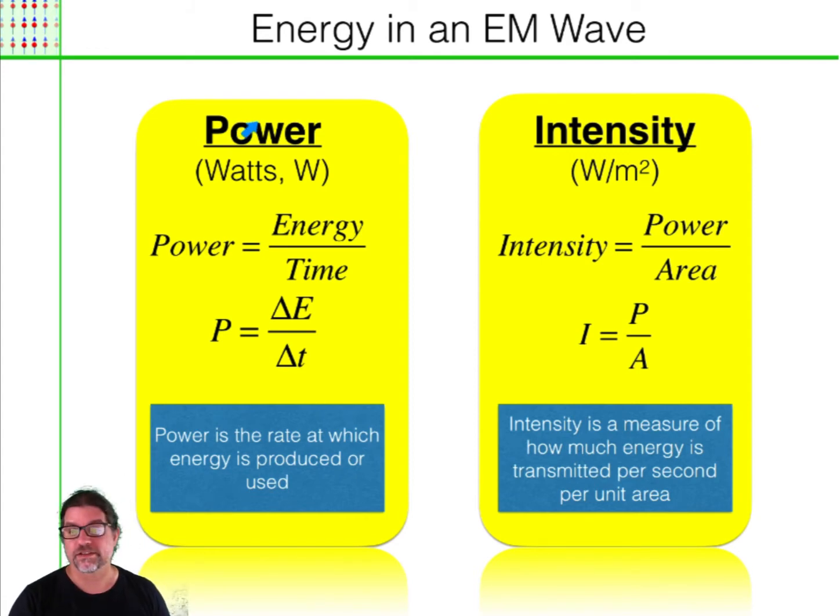Power is how much energy is transmitted per second. So it's how much energy per unit time there is, and it has units of watts, right? It's the rate at which energy is produced or used or transmitted. Intensity is how much energy is transmitted or arrives per second per unit area, right? So if I look at how much light is on a certain area, the more light I get per square meter, the more energy I get per square meter, the higher the intensity.